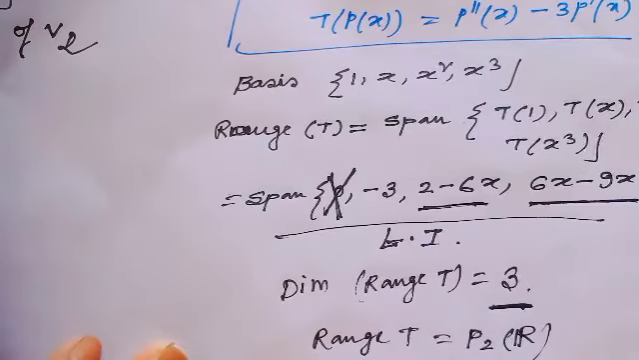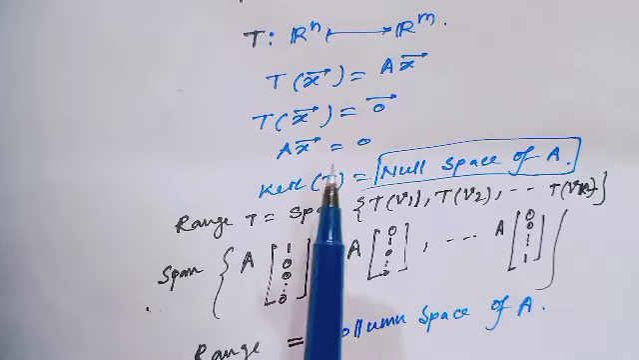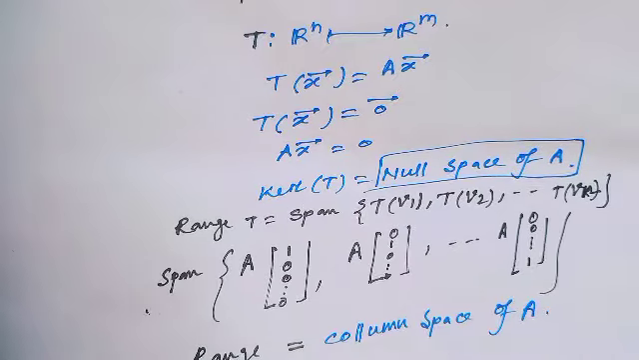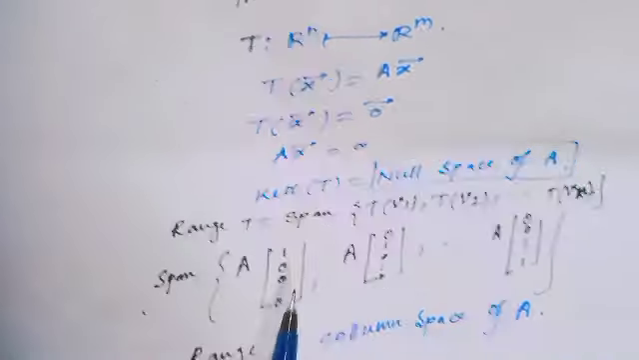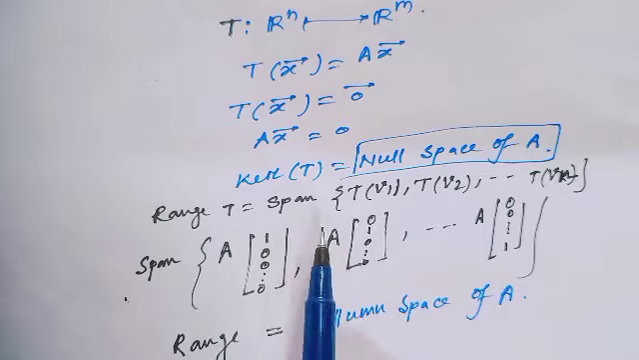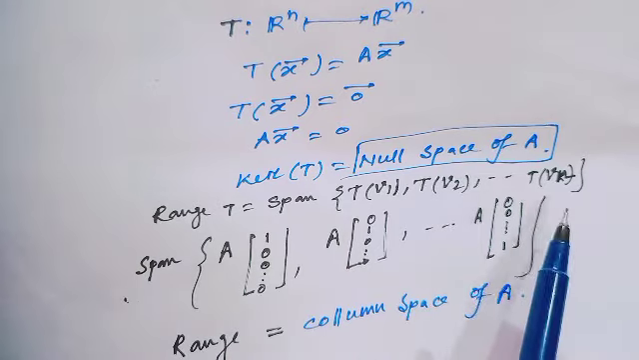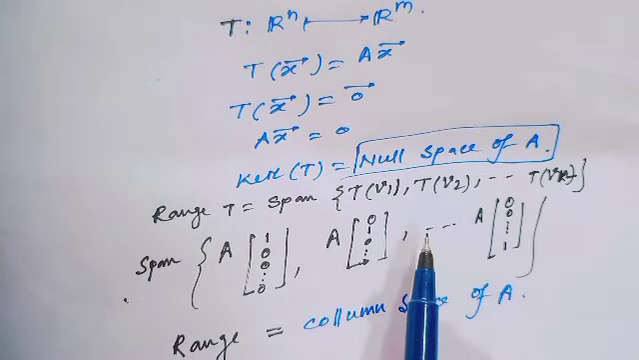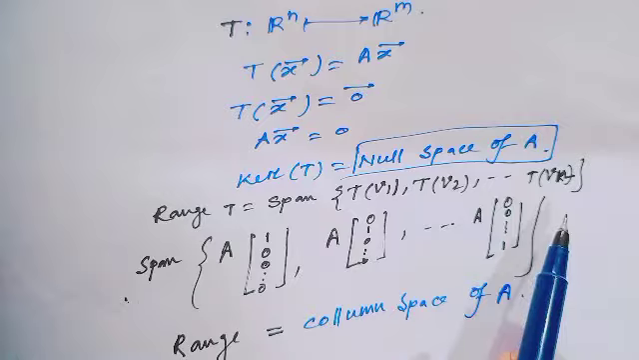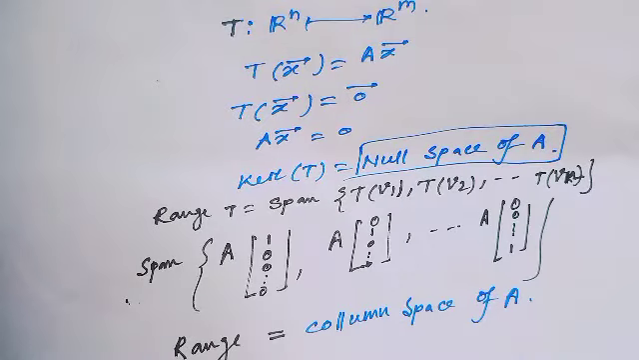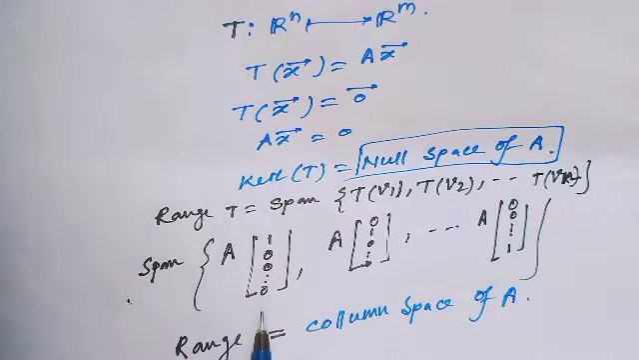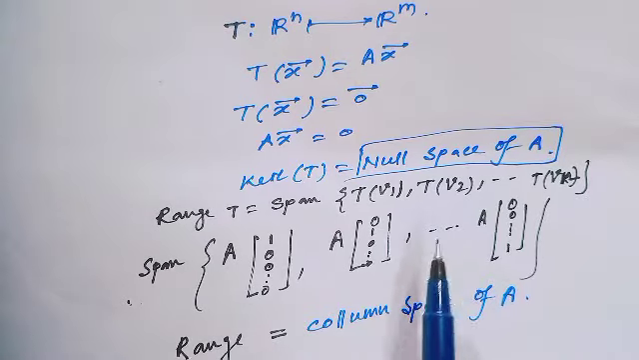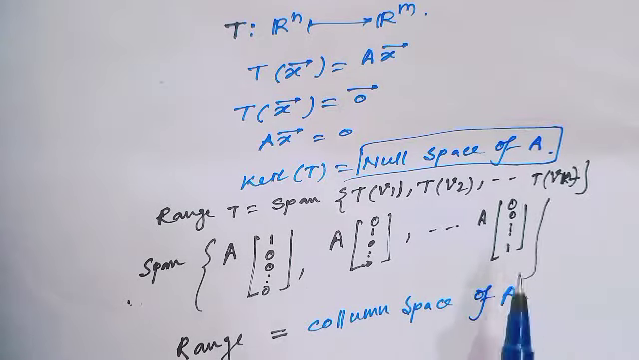Are you getting? Well, now let's see the range of this transformation. Here for this transformation, the range is the span of Tv1, Tv2, ..., Tvn, where v1, v2, ..., vn is the basis of Rⁿ. And we all know the basis of Rⁿ would be (1,0,0,...,0), (0,1,0,...,0), up to (0,0,0,...,1) with 1 at the end component.